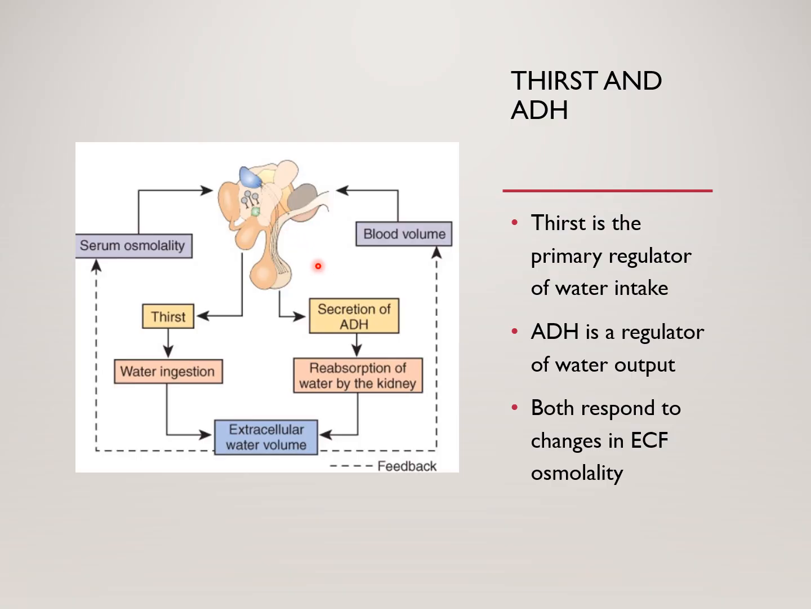Also would be secretion of ADH. So osmolality goes up, we secrete ADH. It's antidiuresis, so we get reabsorption of water by the kidney, and we get an increase in water volume. Okay.